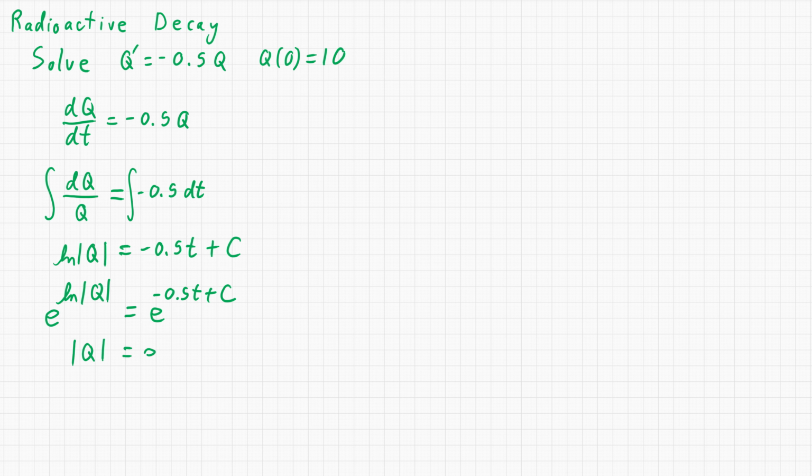And then here I'm going to write this as e to the negative 0.5 t times e to the c. But right, e to a constant is still a constant, so I'm just going to write that as e to the negative 0.5 t times a constant. Right, it's nice to have my constants in front, so I'm just going to write it as c e to the negative 0.5 t.